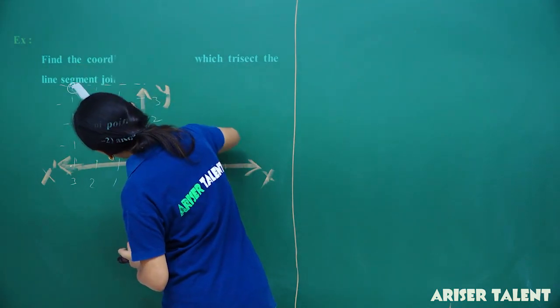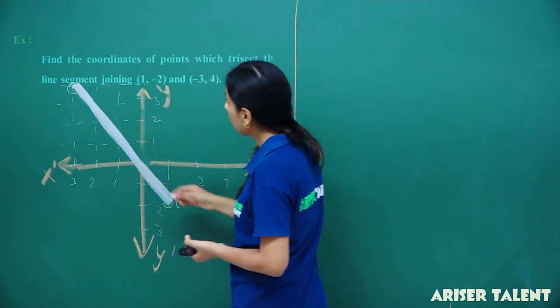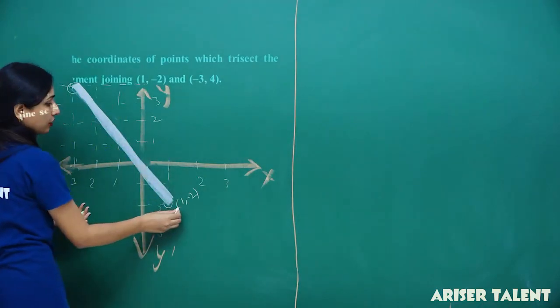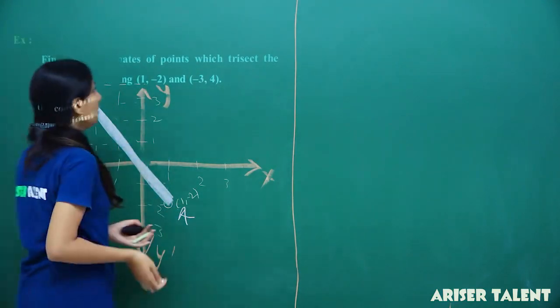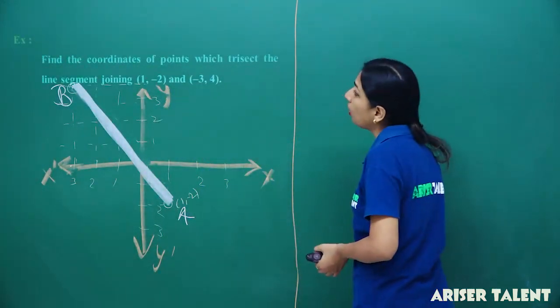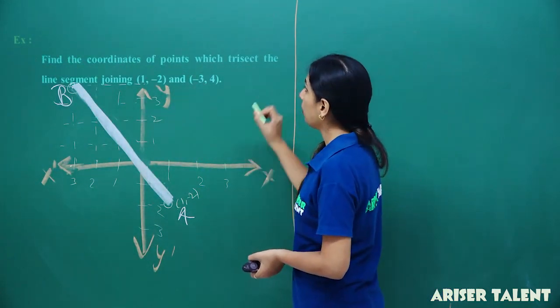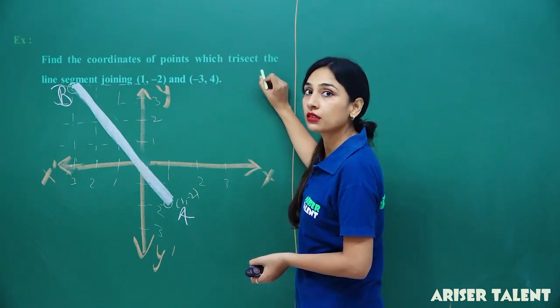So let's consider this is a straight line here. This is the point (1, -2). This is the point A and this is the point B. Now find the coordinates of the points which trisect the line.